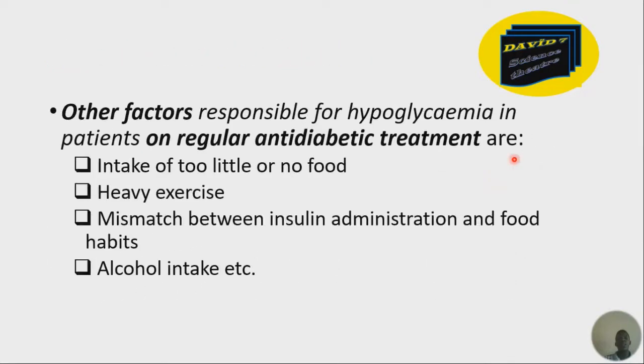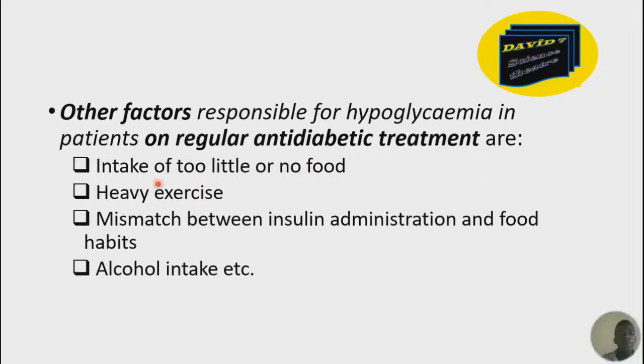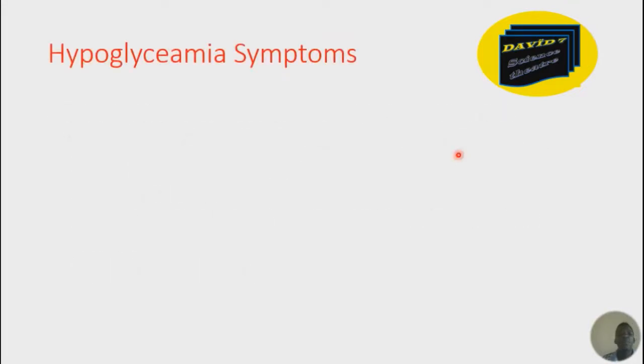Right. Other factors responsible for hypoglycemia in patients on regular anti-diabetic treatment: if they do a lot of heavy exercise, they'll end up having hypoglycemia. Mismatch between insulin administration and food habits; they usually dodge meals. And alcohol intake is also another cause of hypoglycemia in patients on regular anti-diabetic treatment, that is insulin.